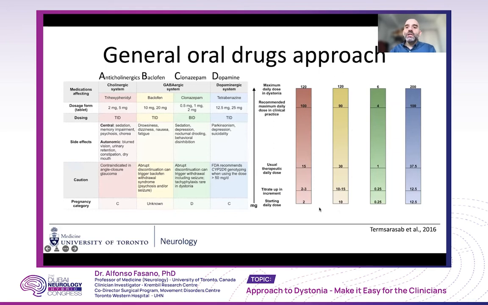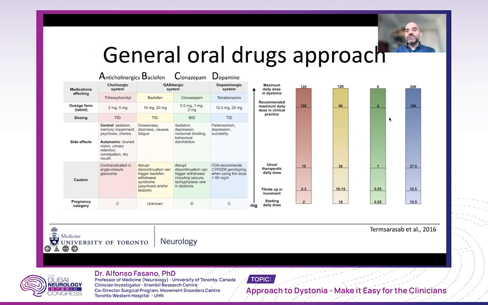When it comes to the generic approach with drugs, remember the ABCD scheme. A as anticholinergic, B as baclofen, C as clonazepam or other benzodiazepine, D as dopamine, which is usually tetrabenazine. Rarely we use neuroleptics. We used to use them in the past. You see here listed the typical side effects and when to be careful with using these medications. And on your right, you see the doses.